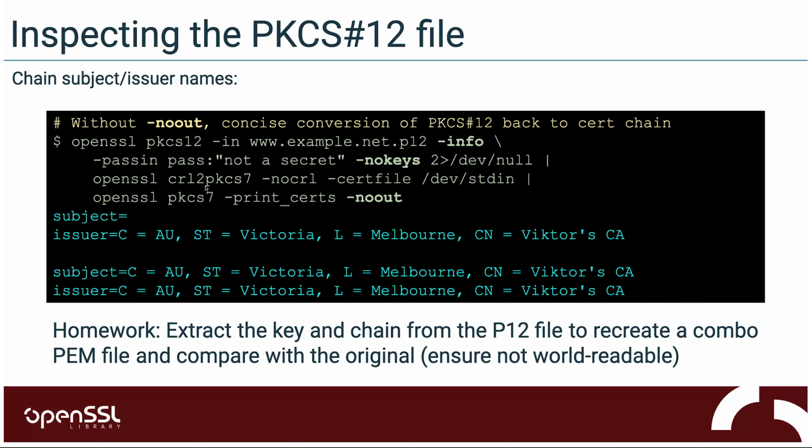We can pipe that to our friend CRL to PKCS7, but again, it's not a CRL, so we're telling it to read the certificates from standard input, and PKCS7 print certs, great. We get to see our same chain coming at us with the empty subject for the identity certificate, the issuer, and then the self-signed issuer subject and issuer name. The chain could be more complicated, might have multiple CAs in it. But again, we have some confidence that this is the chain we were looking for.